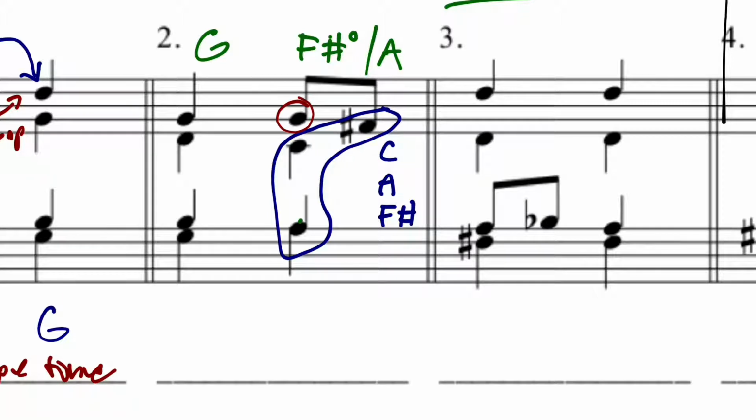Resolves at the end to this F sharp. So if you have to ask yourself, how did it become this non-harmonic tone? Well, it started out as part of the chord.